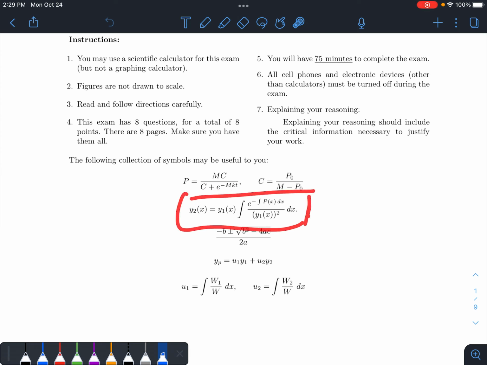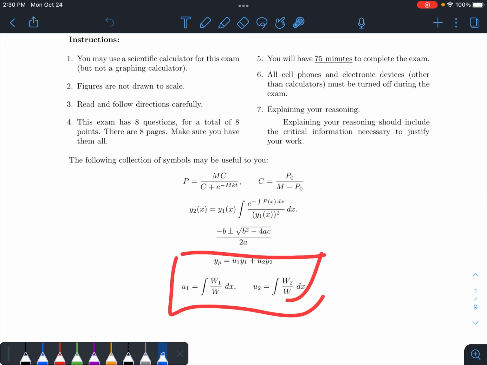I'm not telling you the context behind this, but you should just know that the context is you are given, or you know, what y1 is, a first solution. So you know one solution to your differential equation, and then this is a formula for your second linearly independent solution to your differential equation. Quadratic formula. This right here is your variation of parameters formulas.